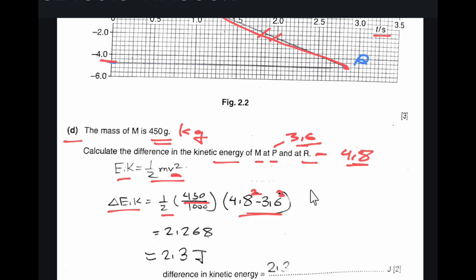This would be the case, but you have to remember that most of you just do this as 4.8 minus 3.6 whole squared. Instead of doing this, you have to square 4.8 separately and square 3.6 separately, and then subtract to get the kinetic energy as 2.268 correct to 4 significant figures. To get our answer to 2 significant figures, we have to approximate it as 2.3. Since this digit is greater than 5, we add 1, so 2 becomes 3. Correct to 2 significant figures, the kinetic energy is 2.3 joules.